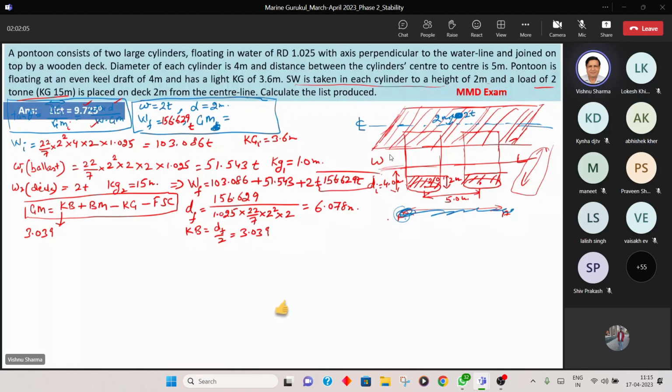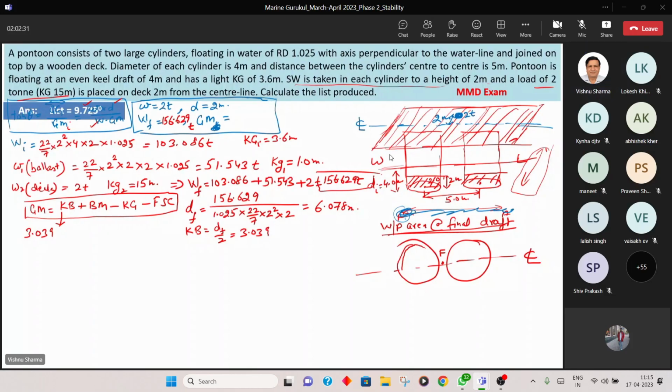Now what I'm making is the water plane area at final draft. For final water line, you have already told me they are going to be two circles. Center of flotation would be here, and this will be the center line, 4.5 axis passing through the center of flotation. Yes or no, guys? Yes, sir. Correct.